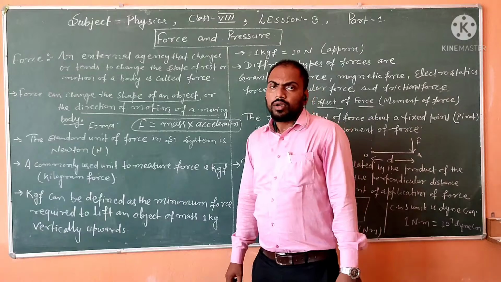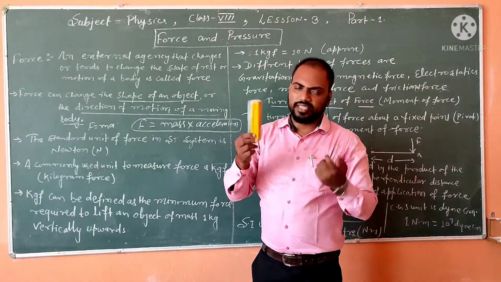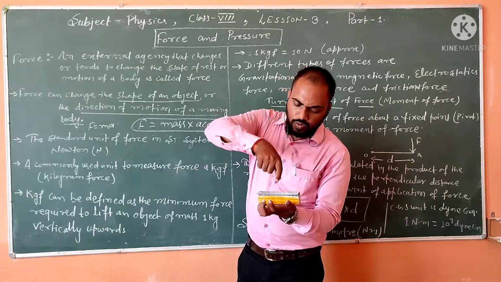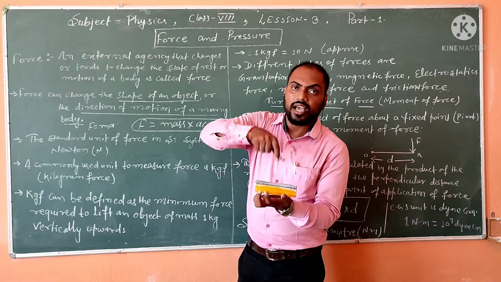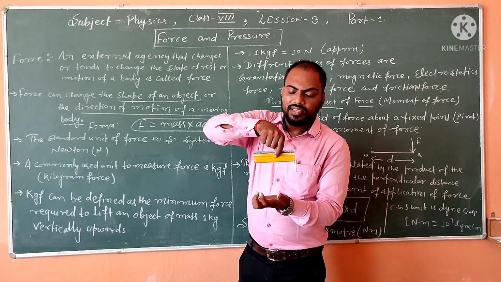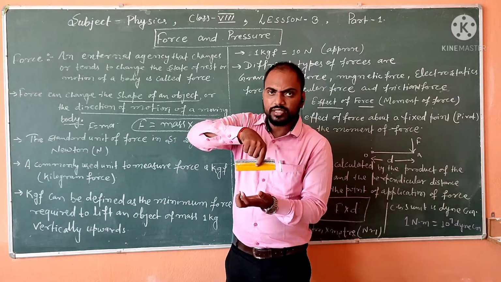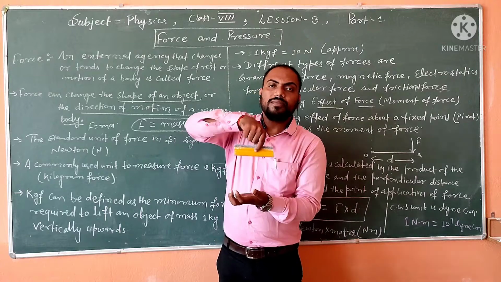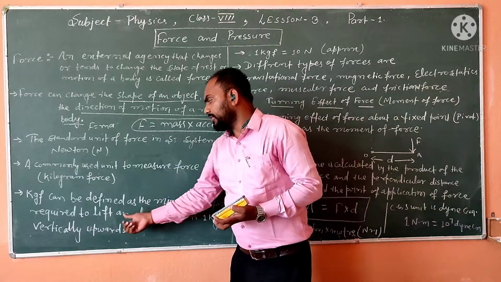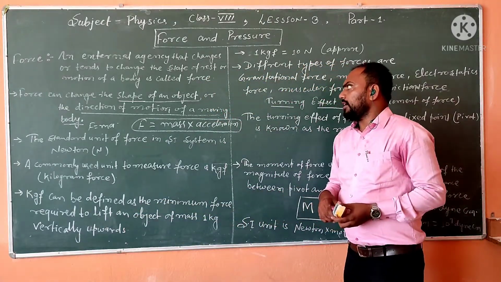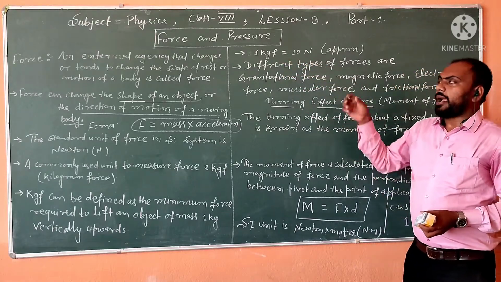Let's say that this duster is 1 kg, and I am holding this duster in this way and trying to lift it. I have to apply some force. The minimum force applied by me on this duster of 1 kg to lift it vertically upward is called kgf. 1 kgf is equal to 10 Newton approximately.